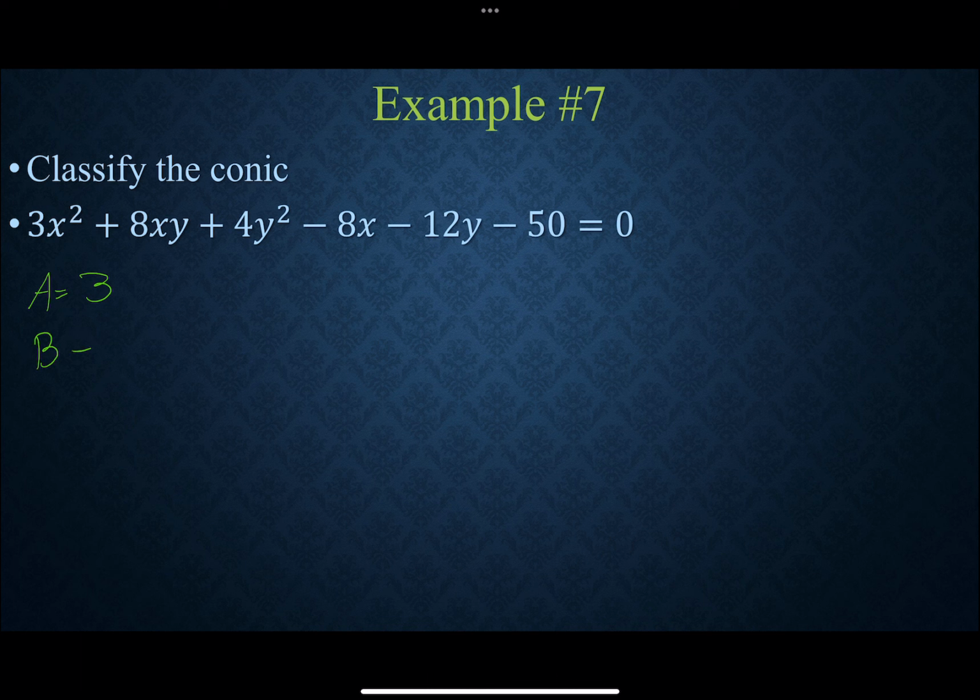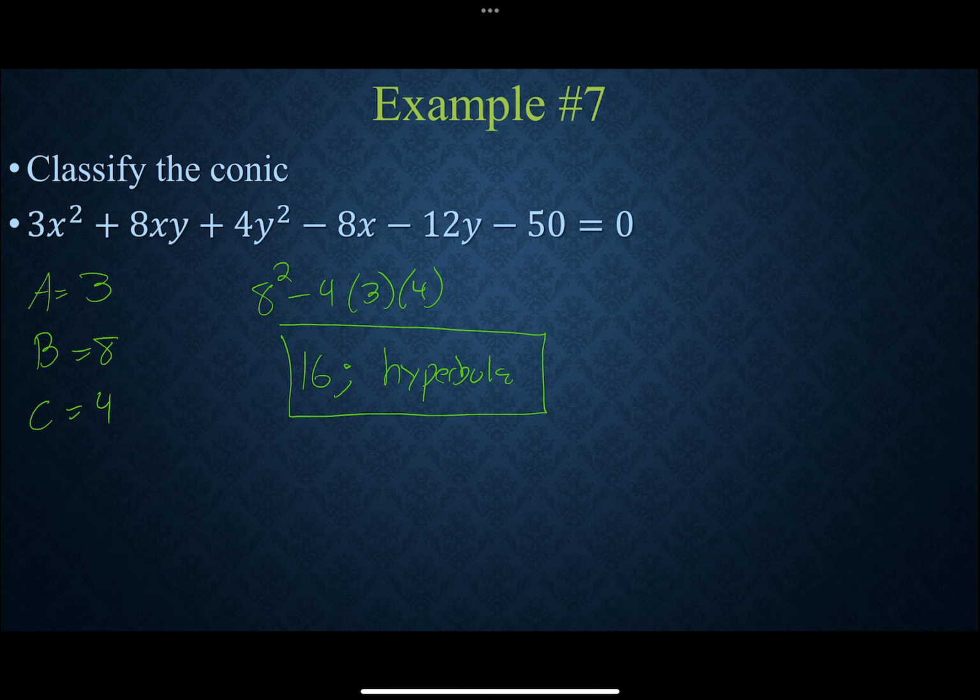A is 3, B is 8, C is 4. 8 squared minus 4 times 3 times 4. 8 squared is 64. 4 times 3 times 4 is 48. We get a positive 16. And again, positive discriminants always mean hyperbolas. So we no longer need to have either A or C be negative to cancel out the minus 4 portion of the problem and make it a plus sign there because we have the B value. So if the B squared is larger than whatever 4 times AC is, it's going to always be a hyperbola. So I can have everything be positive.